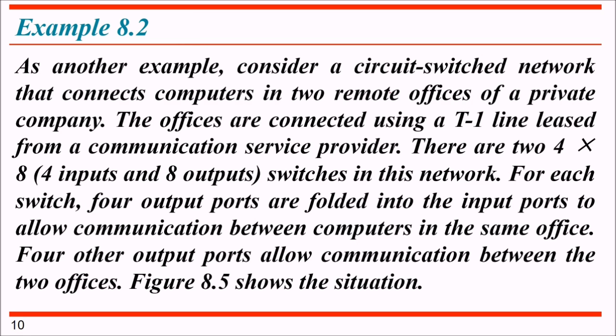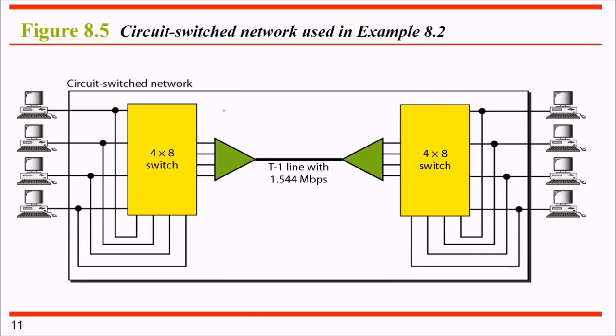As another example, we consider a circuit switch network that connects computers in 2 remote offices of a private company. The offices are connected using, say, T1 lines leased from a communication service provider. So there are 4 into 8 switches, 4 inputs, 8 outputs in this network. And for each switch, 4 output ports are folded into the input ports to allow the communication between computers in the same office. And 4 other output ports allow communication between the 2 offices. So this is the situation of a circuit switch network.